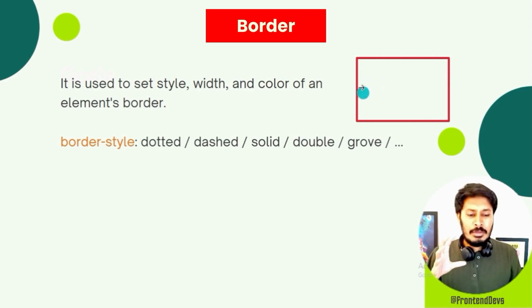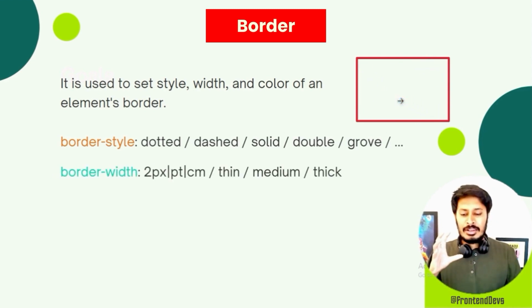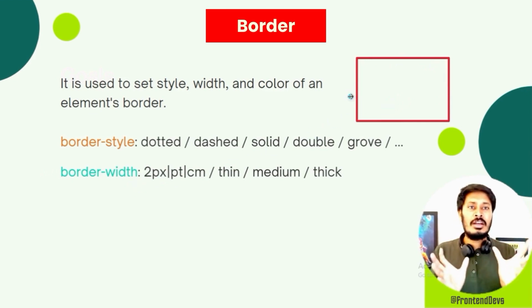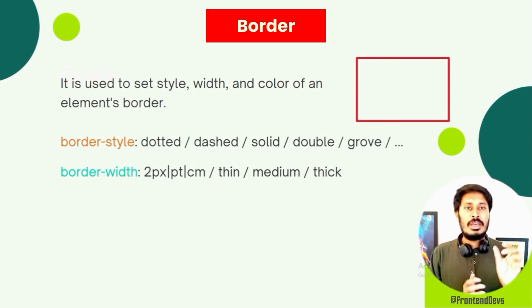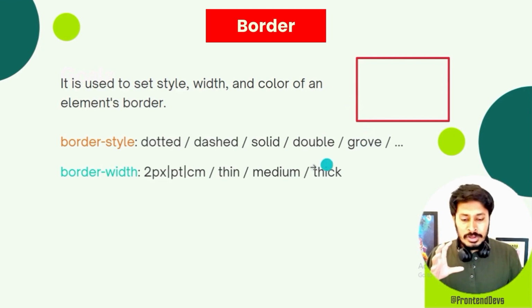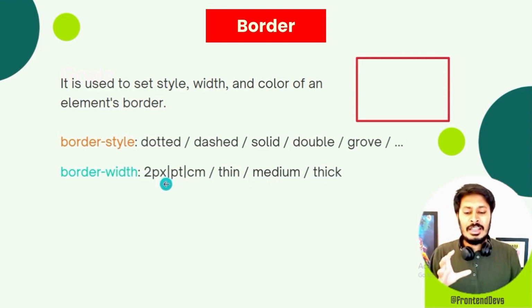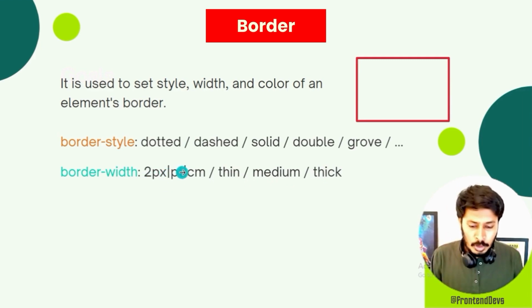The border style means how exactly your border will look. Then next we have a border width. That means the thickness of your border. We can go with thin, medium, or thick. Those are some predefined values given by CSS, and we can also explicitly add our required units.